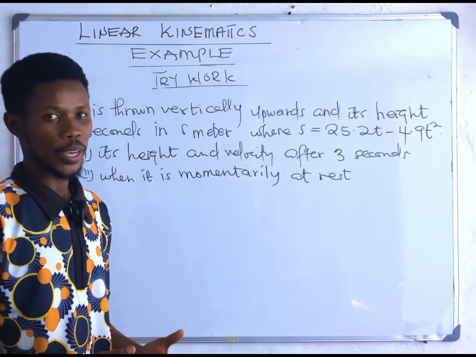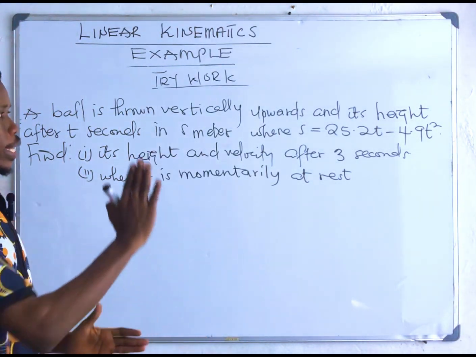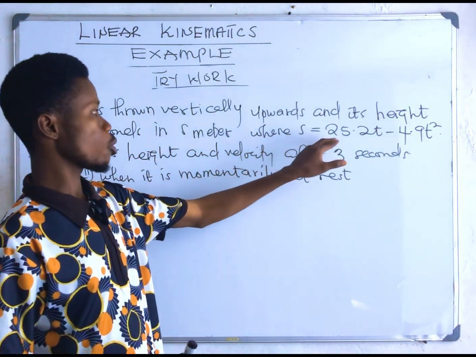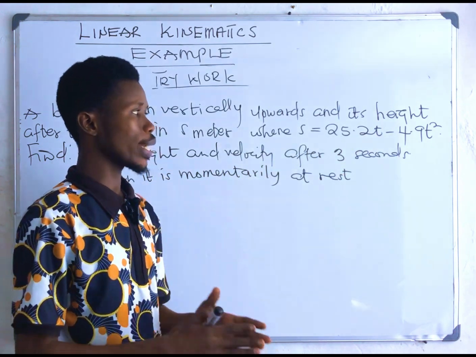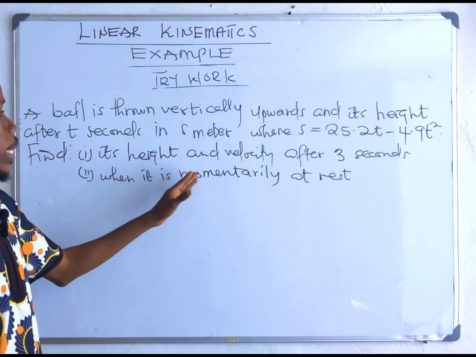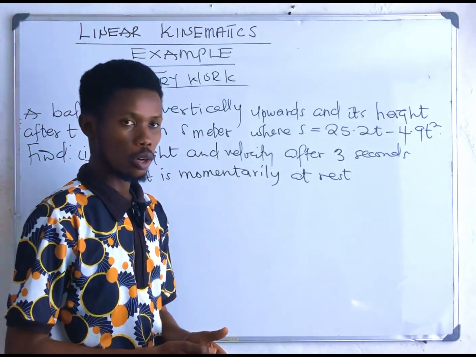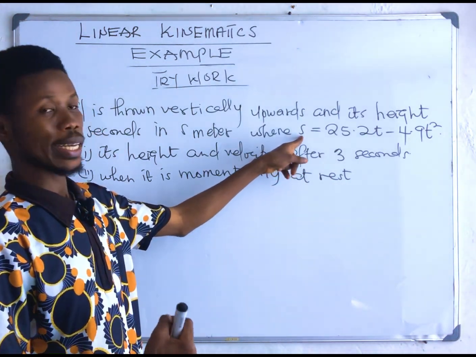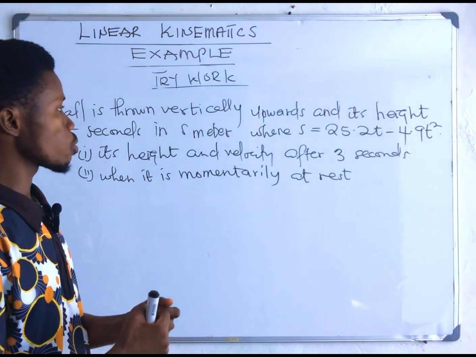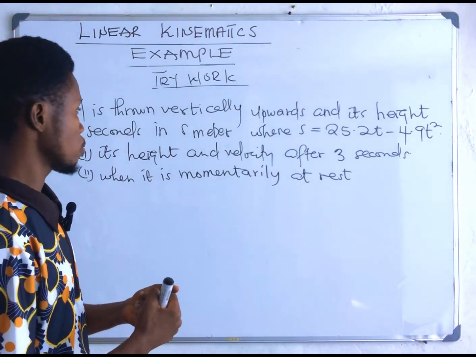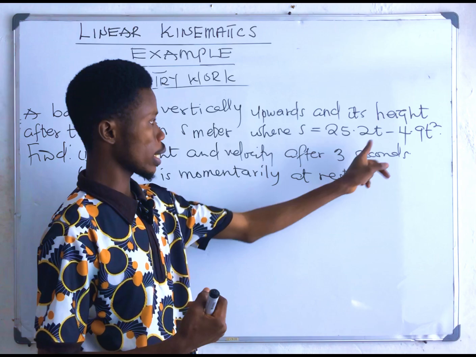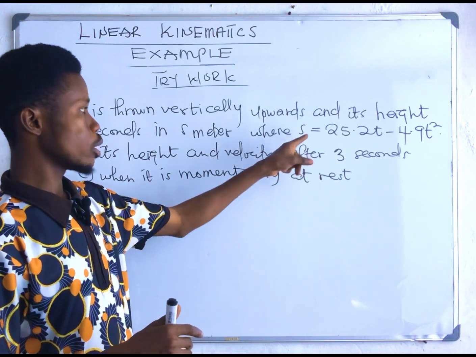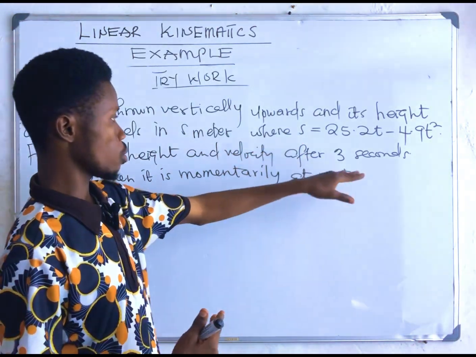Okay, so this is a trial work. A ball is thrown vertically upwards and its height after t seconds is s meters, where s equals 25.2 t minus 4.9 t squared. Find its height and velocity after 3 seconds. Just like I said, this s here is a distance or displacement. So if the question asks you to find its height, just substitute the seconds into this, and that gives you the height. And velocity after 3 seconds, you know what to do: after differentiating it, you substitute.